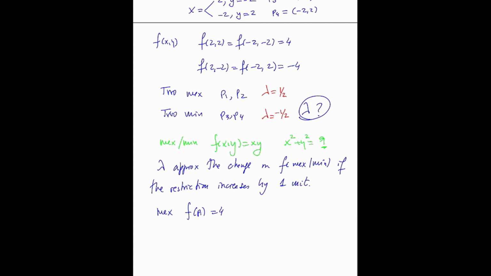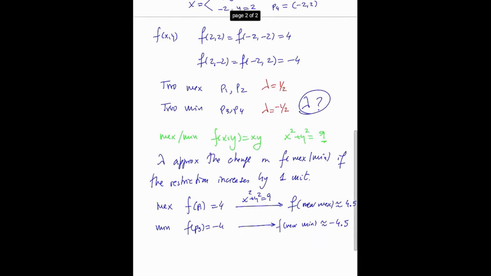So in particular, for the maximum, f of P1 or P2 is equal to 4. So approximately under the new condition of x squared plus y squared equals 9, the new maximum should be approximately 4.5, because lambda is 1/2. And for the minimum, f of P3 or P4 equals minus 4, and under the new restriction, the new minimum should be approximately minus 4 minus 1/2, which is minus 4.5. Well, this case works very well because in this case it's not approximate, but exact.